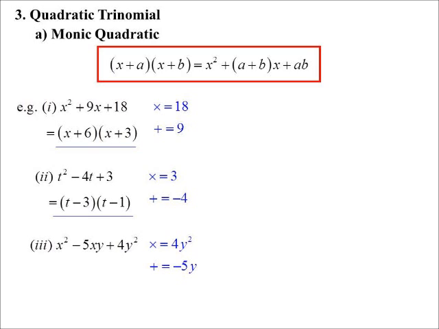Multiplies together to give 4, adds to give negative 5. So it's got to be two negatives. So it's negative 4 and negative 1. But when I write it down, I write negative 4y and negative 1y. Now the y's will look after themselves to get the y squareds.